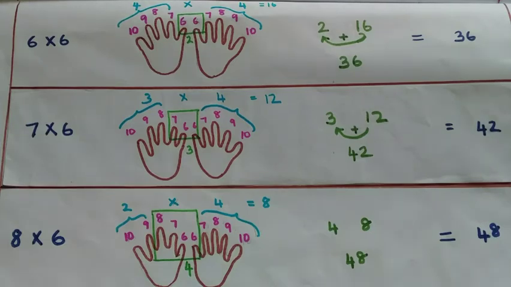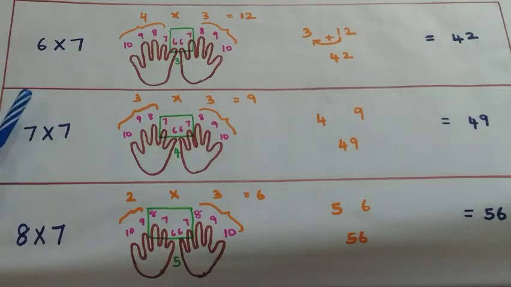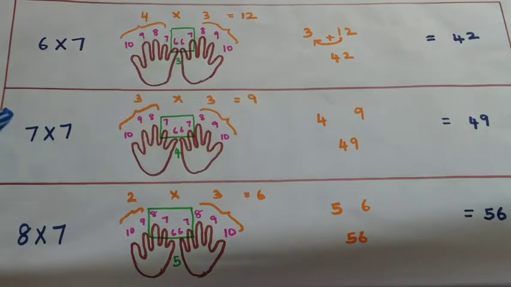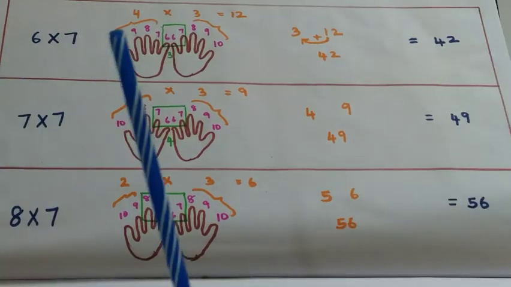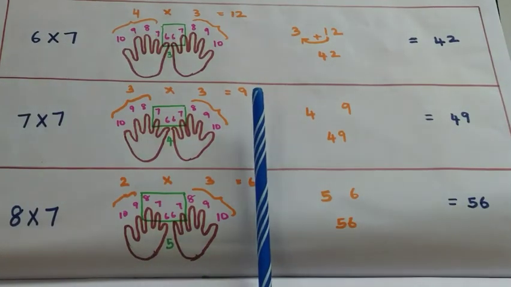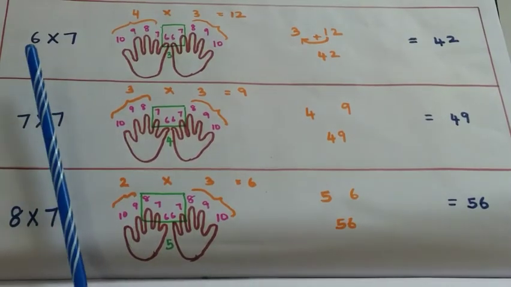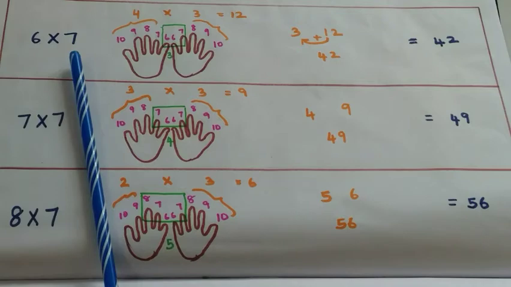6, 7 and 8. So now, having seen 3 rows of table 6, we are going to see how to use this trick for multiplying numbers 6, 7 and 8 by 7, which is the part of table 7. We need to follow the trick that we used for multiplying numbers by 6. So here we need to find the result of 6 into 7.